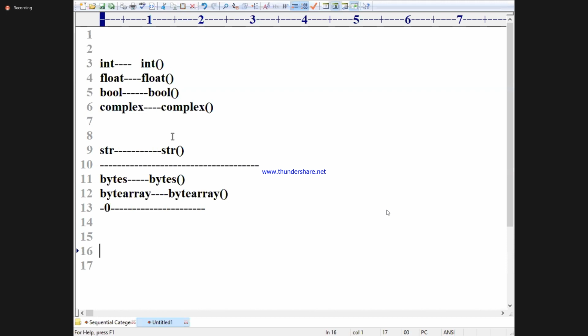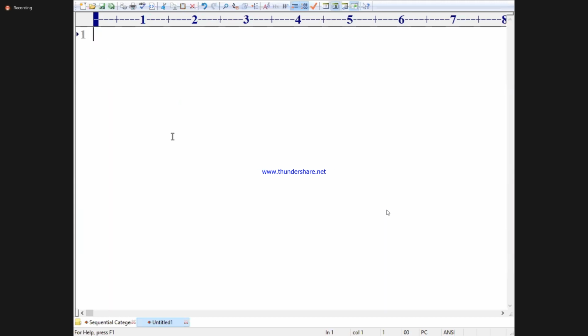So how many functions are there? 13. How many data types are there? How many functions are there? All of them are called what? Type conversion functions. Spell out. Do you know what is the definition of typecasting? All of you spell out: the process of converting one type of value into another type of value is called typecasting. How many typecasting functions do we have? Can you tell me some of them? Start: int of, float of, bool of, complex of. Very good.